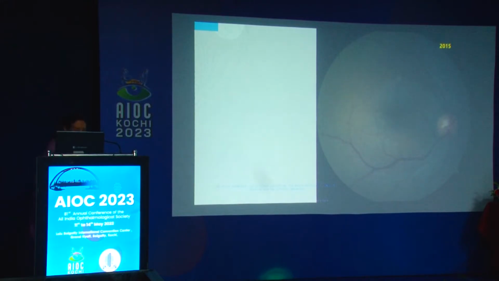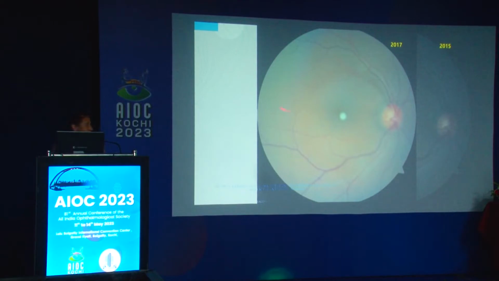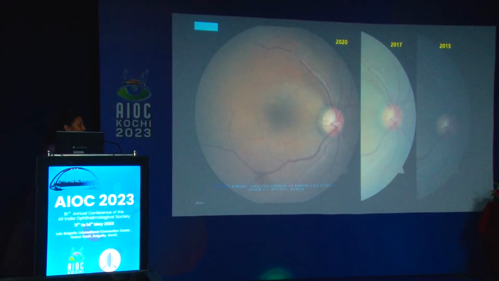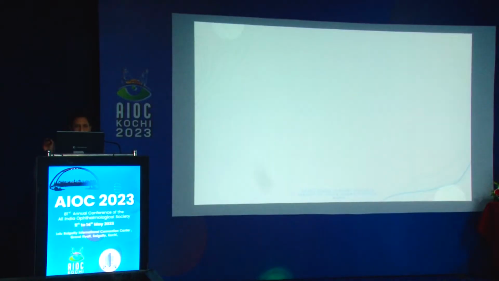This is one lady who, in 2015, had this nerve fiber layer defect, which had not really translated into disc damage. In 2017, you can see it a little bit more clearly, and in 2020, you see it has enlarged. So, this is progression on disc. You don't know who's going to progress, so it should be done as a discipline in every glaucoma patient. I didn't know she was going to progress. From 2015 to 2020, it took 5 years for her to progress.